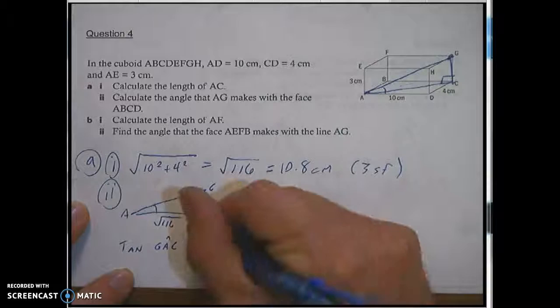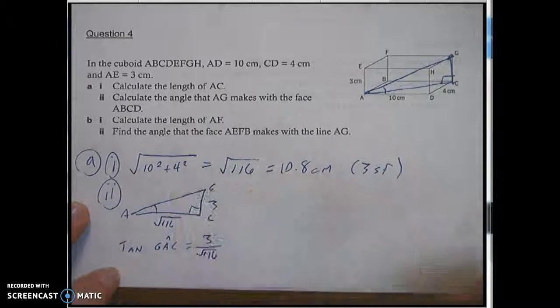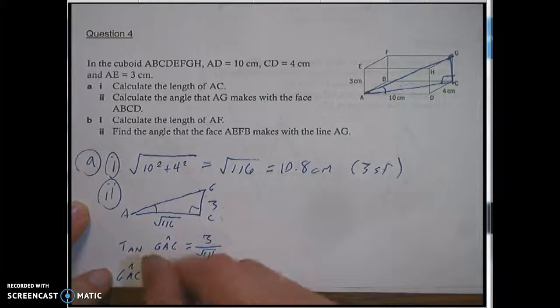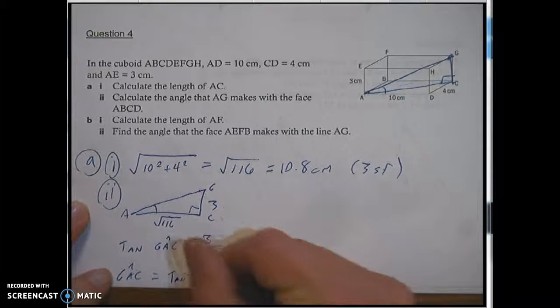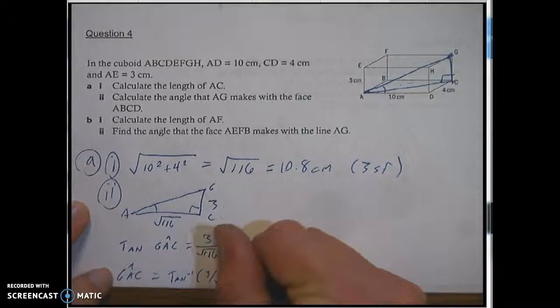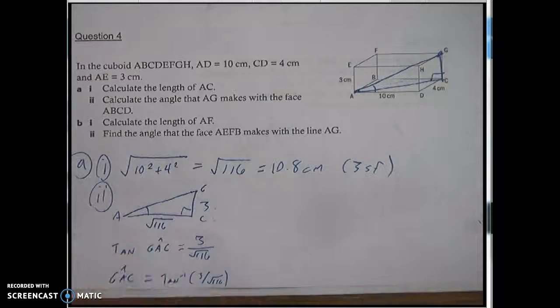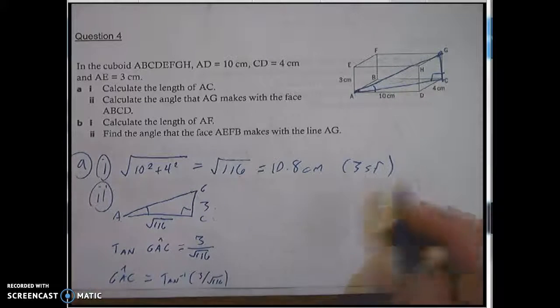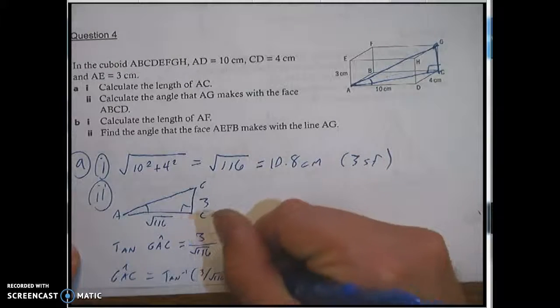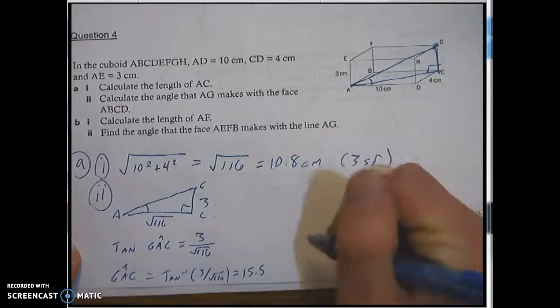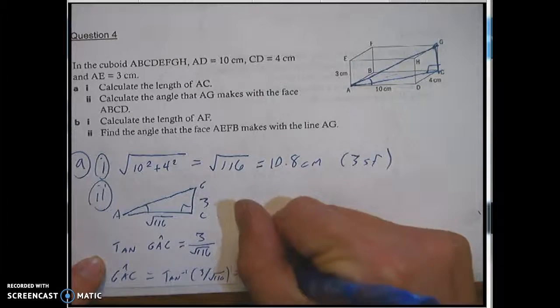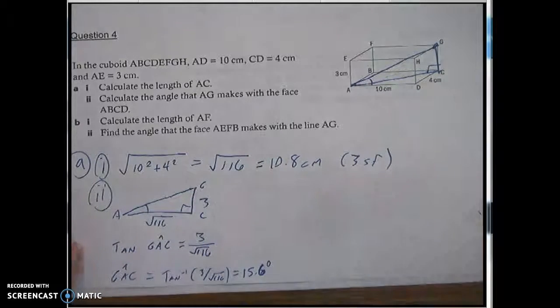And I know that's 3 over the square root of 116. So angle GAC is simply the tangent inverse of 3 over the square root of 116. And when I type that in my calculator, tangent inverse of 3 divided by the square root of 116, then I get an angle to 3 significant figures, which is 15.6 degrees for part A2 there.